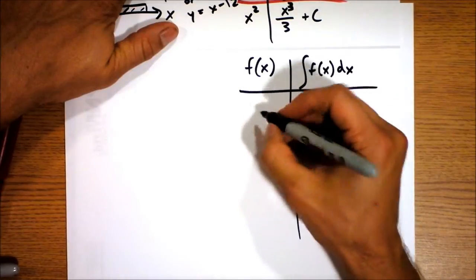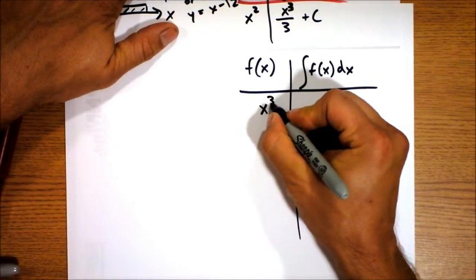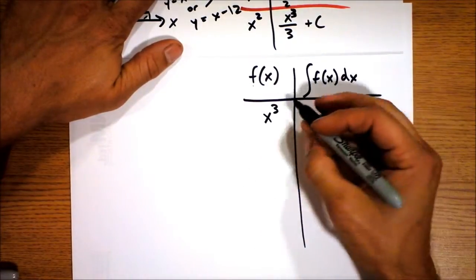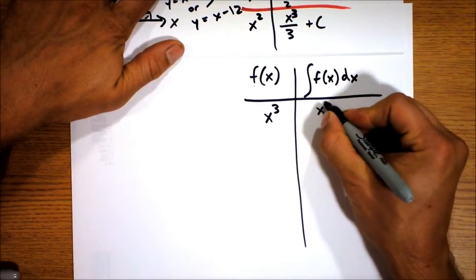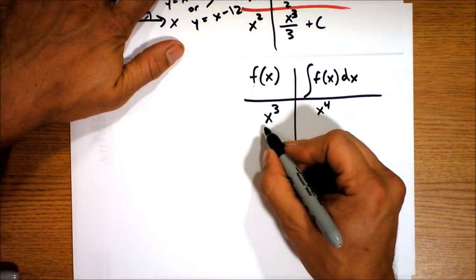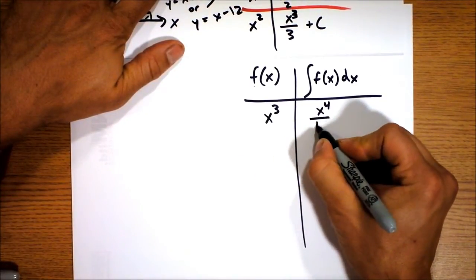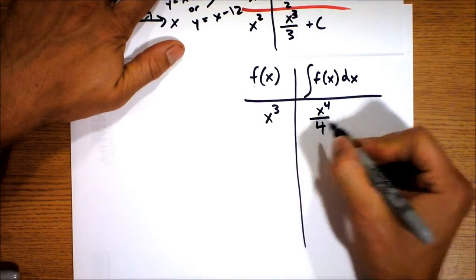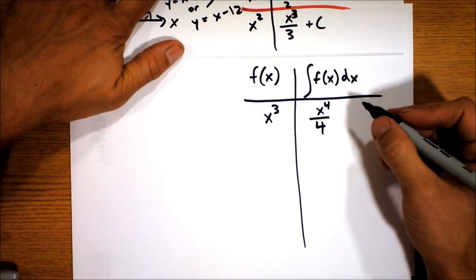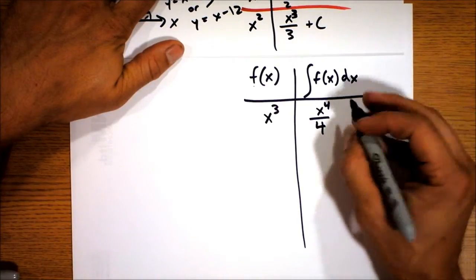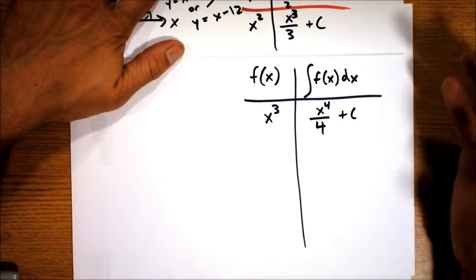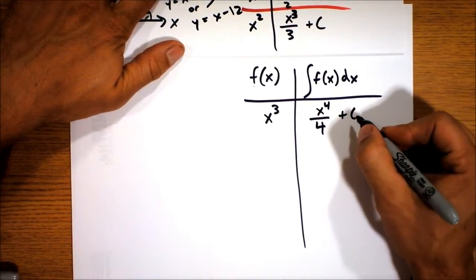And we continue. What if I'm trying to get x to the third? You start to see a pattern here. If I want to get x to the third, I'm going to need to put in x to the fourth, but I can't just get x to the fourth. I'll get 4x to the third. So I don't want to do that. I need to divide by 4. Interesting. Okay, all right, now then we add c onto it, because every time we have to add this constant because we don't know the initial conditions.